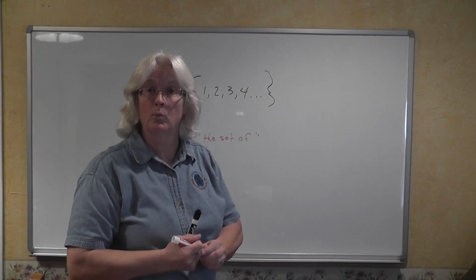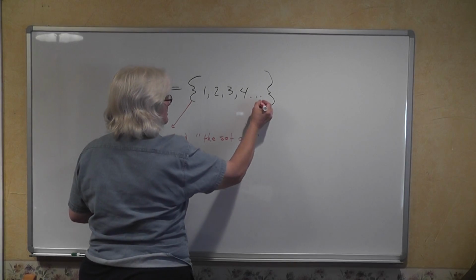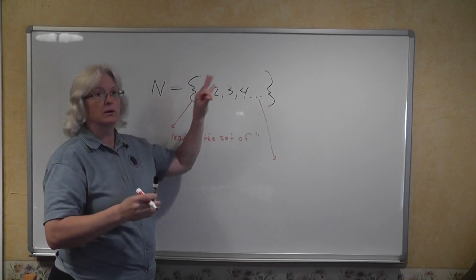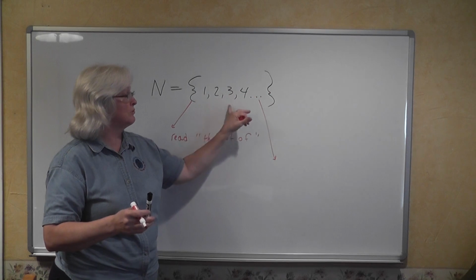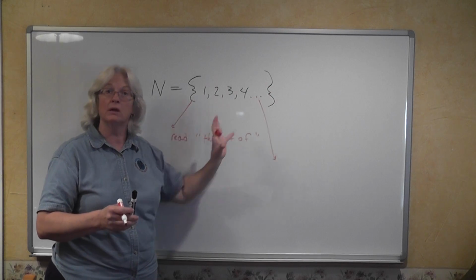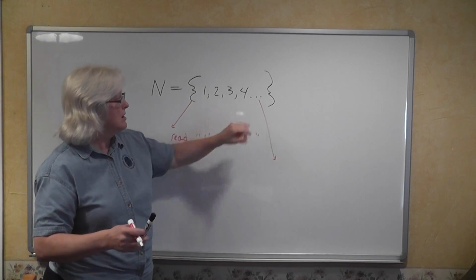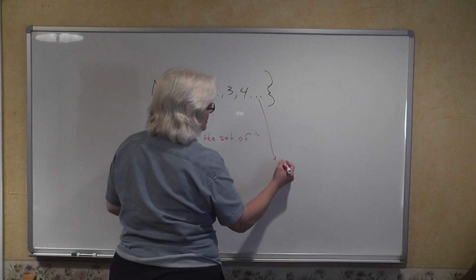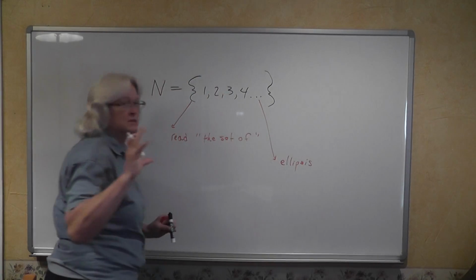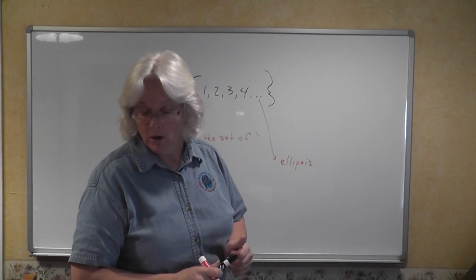What we have with these little dots here, I think probably most of you understand that that set of dots means that this pattern continues on forever. 1, 2, 3, 4. The next number would be 5, 6, 7. It would continue on forever because you cannot come to a highest number because you could always add one more. These dots are called ellipses. The ellipsis there indicates that this pattern is going to continue forever.